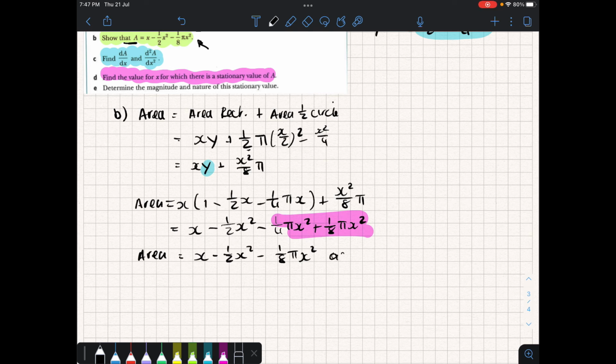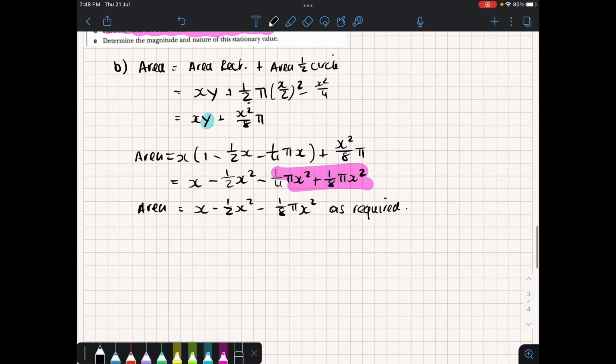As required. Okay, part C says find dA over dx and d squared A over dx squared. So that's asking you to find the derivative of this equation and the second derivative. So it's leading on to find the maximum area and then proving it using the second derivative. So we also need to remember we'll have to find what this stationary area is in a minute as well.